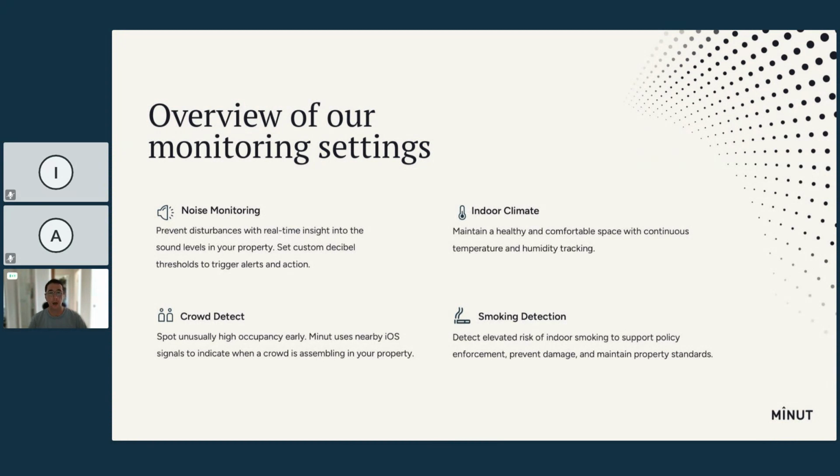Our monitoring settings are noise monitoring, which allows customers to monitor noise levels within a home and alerts you when levels are too high and may cause issues. It provides insight into the sound levels in your property over a specific period of time. We then have crowd detect, which aims to alert you when a crowd is assembling in your property by sensing nearby iOS and Bluetooth signals. Our indoor climate monitoring ensures you maintain a healthy and comfortable space with temperature and humidity tracking, with the ability to alert owners to potential mold risks.